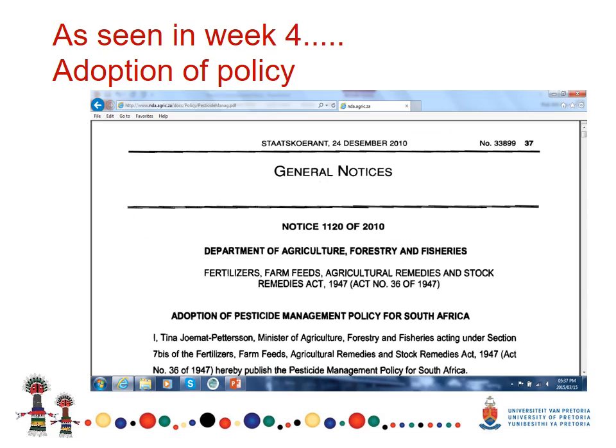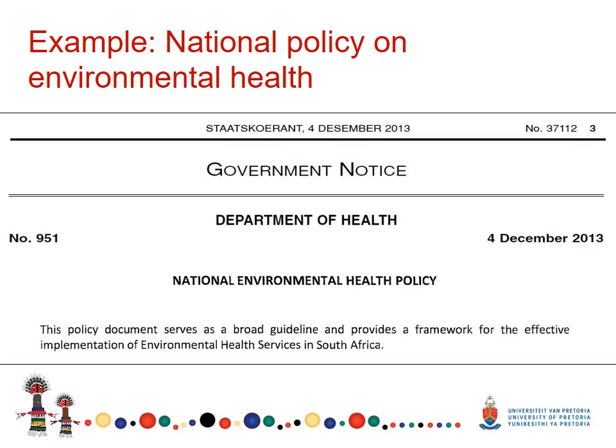As seen in week 4 when we covered pesticides and other organic compounds, this is an example of adoption of a policy, namely the adoption of pesticide measurement policy for South Africa. Here is an example of the National Policy on Environmental Health. You can Google this if you want to read it.